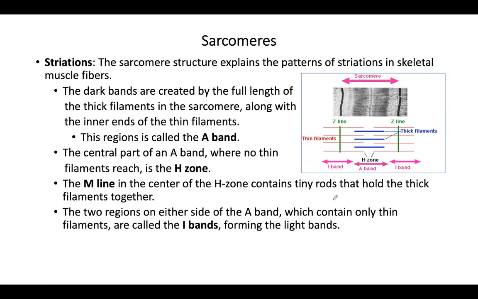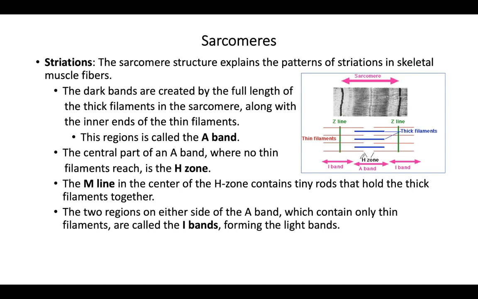Let's look at striation in more detail. The sarcomere structure explains the patterns of striation in skeletal muscle fibers. The dark bands are created by the full length of thick filaments in the sarcomere along with the inner end of thin filaments. Therefore, if we look at this diagram, the green line indicates the Z disc, Z line, and this red thin line indicates thin filament, and the blue bar structure indicates thick filament.